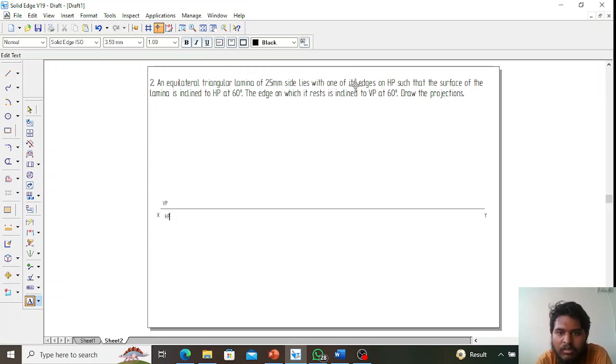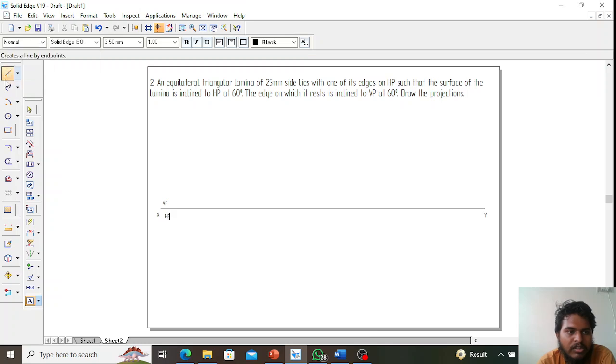Okay, so now what the question says is an equilateral triangular lamina of 25 mm side lies on one of its edges on HP such that the surface of the lamina is inclined to HP at 60 degree. The edge on which it rests is inclined to VP at 60 degree. The projections. So this is edge condition. One of its edge on VP, HP.